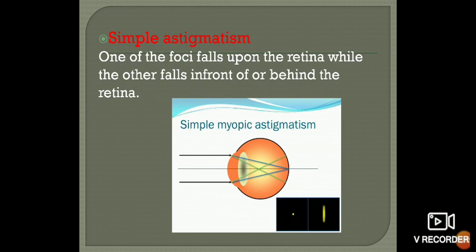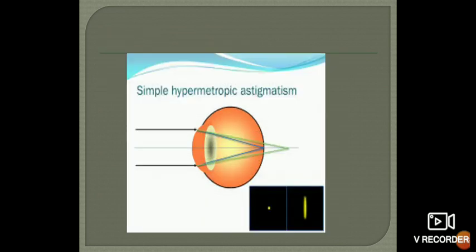You can see in the figure: in one meridian, there is point focusing on the retina. In the other meridian, light rays are focused in front of the retina. So this is simple myopic astigmatism. Similarly, here you can see in one meridian there is point focusing on the retina. In the other meridian, the light rays are converged behind the retina. So this is simple hypermetropic astigmatism.